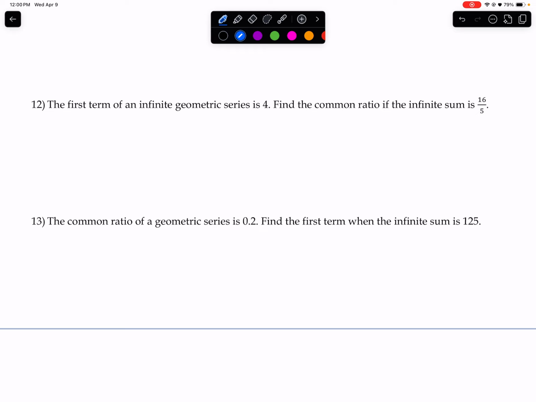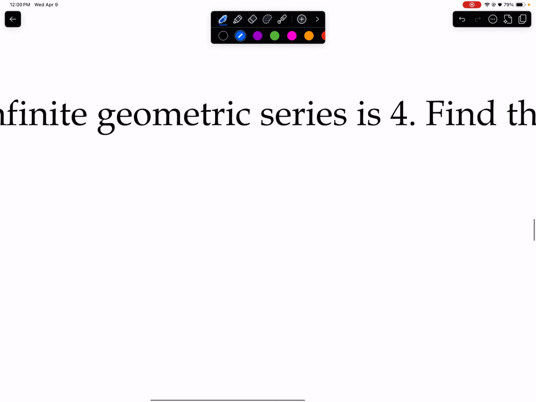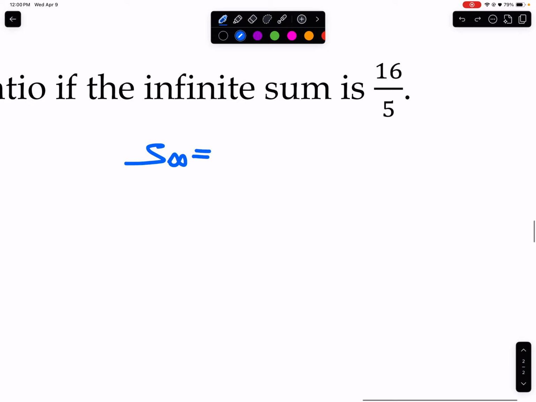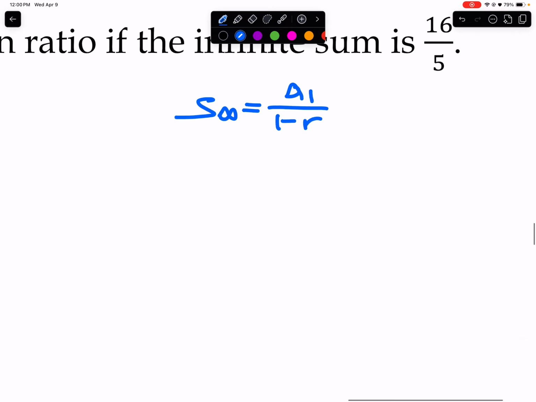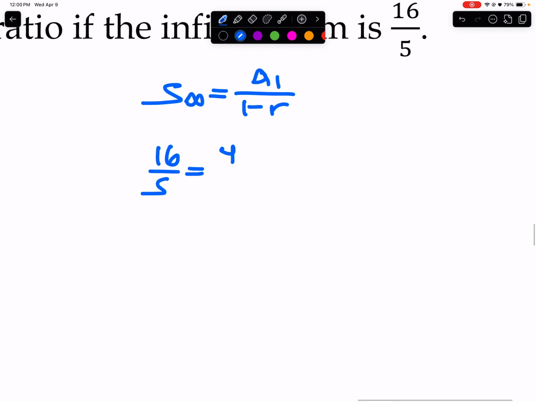So looking at 12, the first term of an infinite geometric series is 4. We want to find the common ratio if the infinite sum is 16/5. So notice the fact that we said an infinite sum. That tells me, and that also tells you what type of series we're looking at, that the infinite sum of a geometric series is going to be the value of the first term over 1 minus r. So I know the sum is 16/5. They also tell me that the first term is 4, and they want to find the r value.